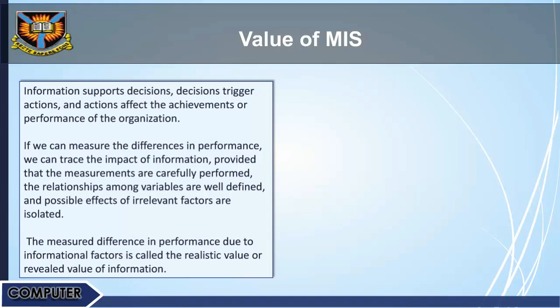Information supports decisions, decisions trigger actions, and actions affect the achievements or performance of the organization. If we can measure the differences in performance, we can trace the impact of information, provided that the measurements are carefully performed, the relationships among variables are well defined, and possible effects of irrelevant factors are isolated. The measured difference in performance due to informational factors is called the realistic value or revealed value of information.